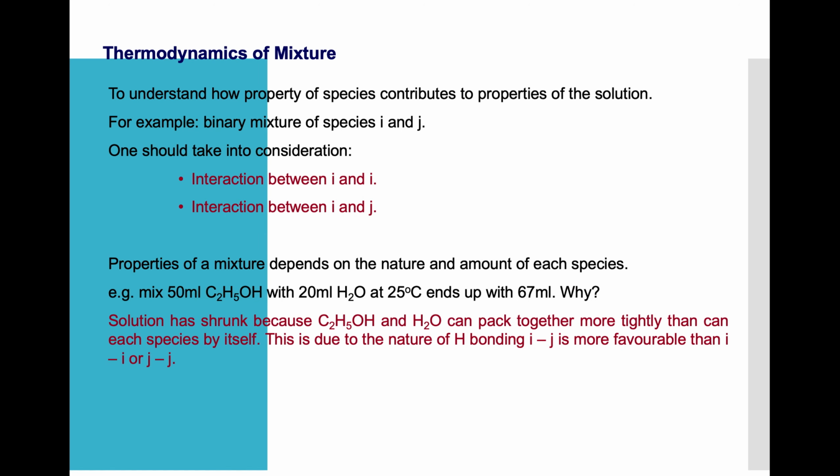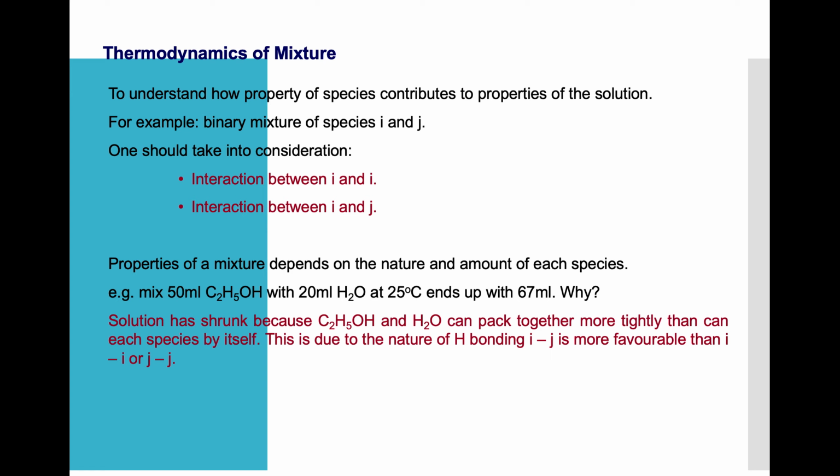Okay, the thermodynamics of mixture. This section is to understand how properties of species contribute to properties of the solution. For example, for a binary mixture of species I and J, one should take into consideration the interaction between I and I, between J and J, and between I and J. The properties of a mixture depend on the nature and amount of each species.